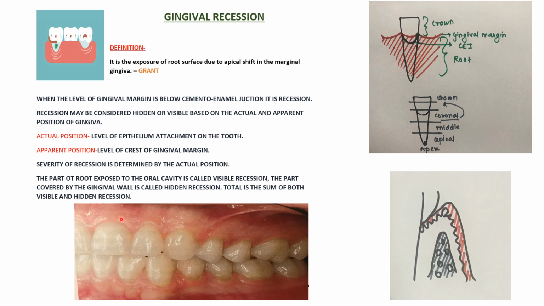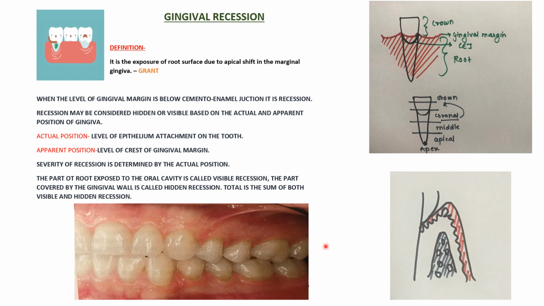So over here the cemento-enamel junction is not seen because this is a normal patient's picture. As you can see over here, this is the cemento-enamel junction, the crown portion and the root portion. I have shaded it over here with red to demarcate it from the gingiva. So the cemento-enamel junction is covered with the gingiva. It is called recession when you can see this cemento-enamel junction, as your gingiva gets receded down. So gingiva may be considered hidden or visible based on the actual and apparent position of the gingiva.